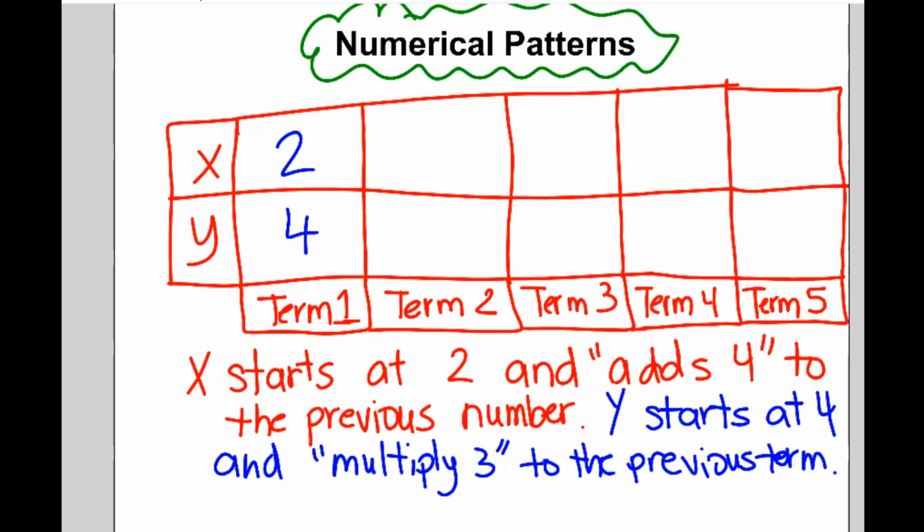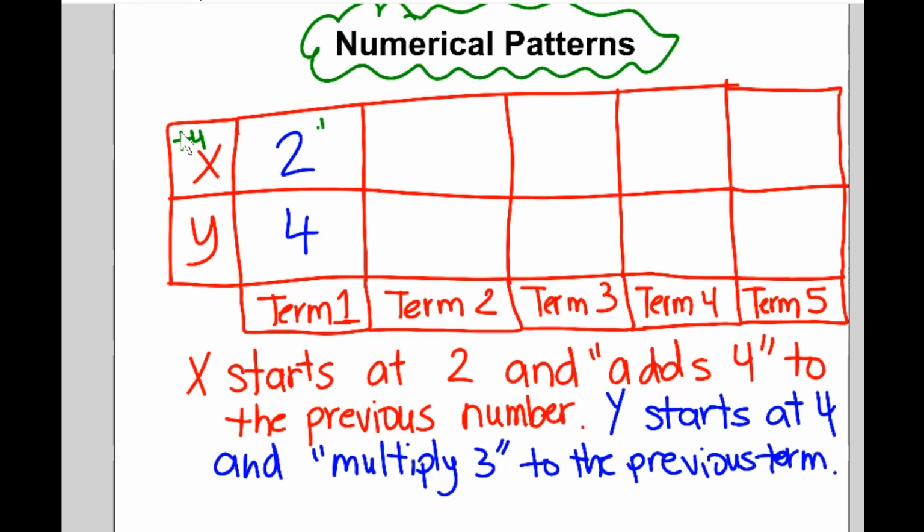So for this problem, we see we have a table, we see we have an X on the top row, a Y on the bottom row, and then for each column, we see that they're terms. So we have terms 1, 2, 3, 4, and 5. Now the instructions say X starts at 2 and adds 4 to the previous number. So that means that whatever we're doing for X, we're going to add 4 to the previous number.